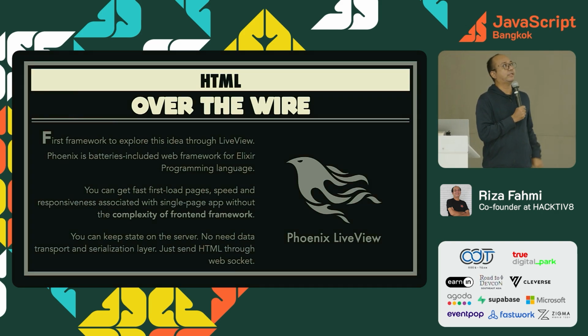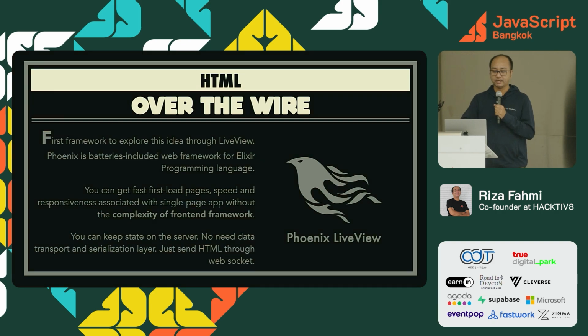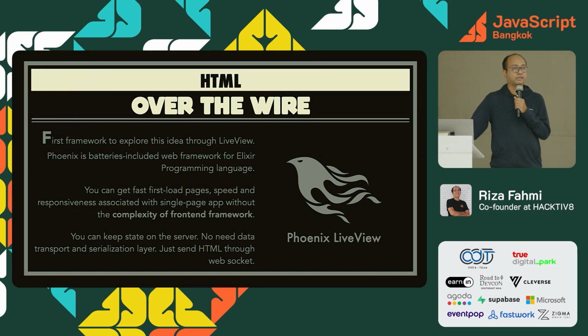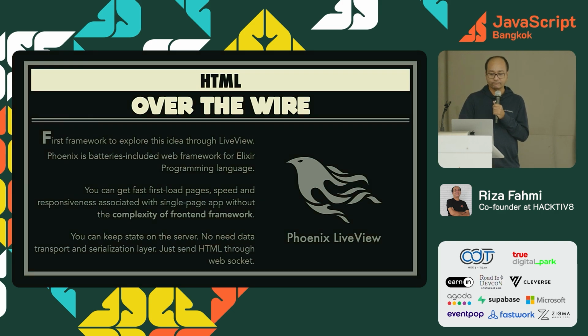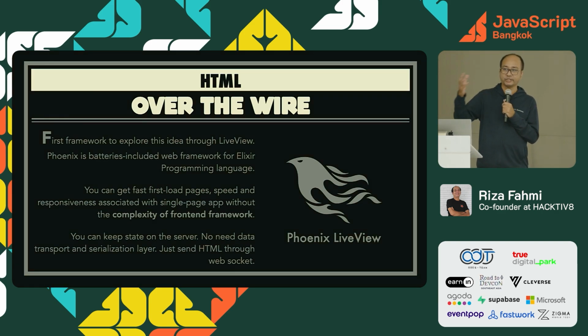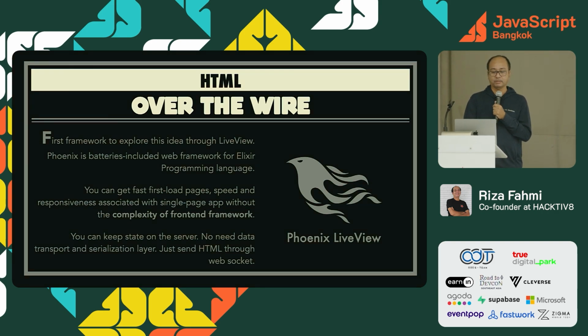The first framework that explored this idea is Phoenix LiveView. Phoenix is a batteries-included web framework for the functional programming language called Elixir. You can get the first-load page speed and responsiveness associated with SPA without the complexity of a front-end framework.